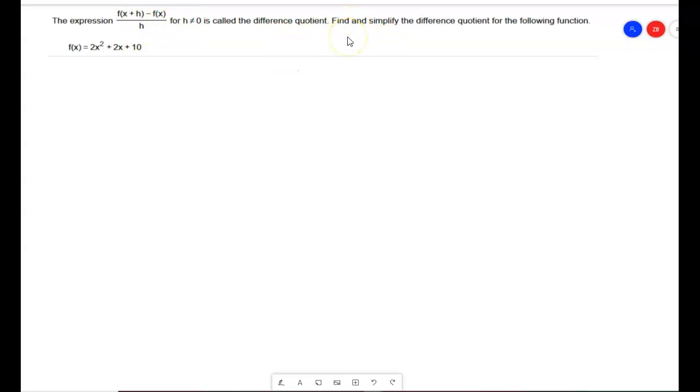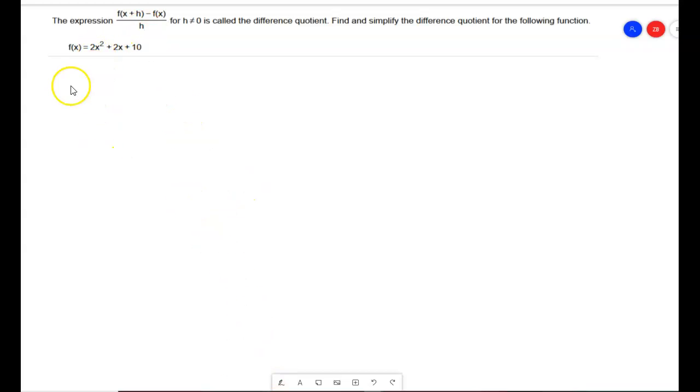But for now, we want to find and simplify the difference quotient for the following function. They define this function as 2x squared plus 2x plus 10. And as we talked about in class, every time we have f of something other than just an x, we take this function and replace the x with whatever's in the parentheses. So for this one, wherever there's an x, we're going to replace the x with an x plus h. For f of x, it's just going to be the same as this function here. We just have to remember to distribute that negative, and then that'll just remain in h.